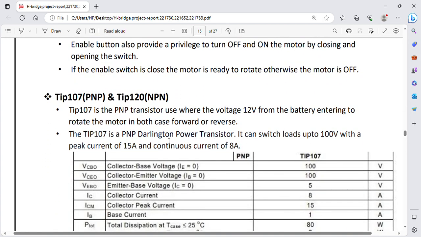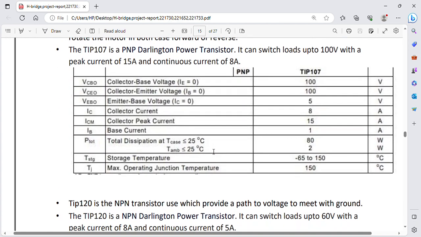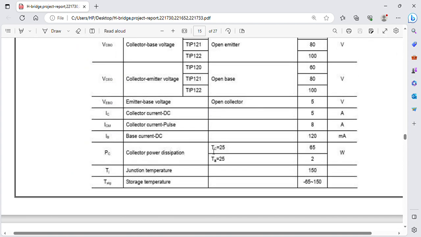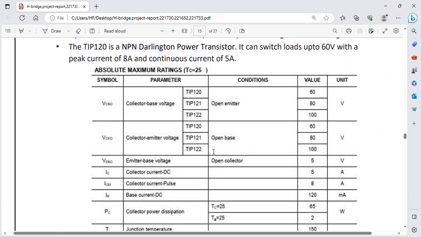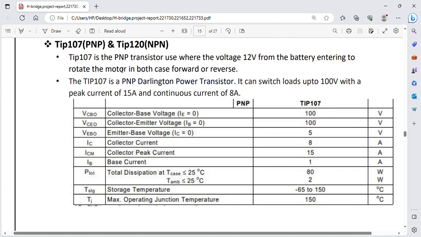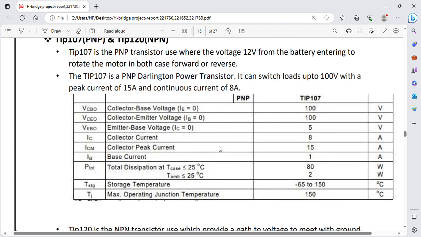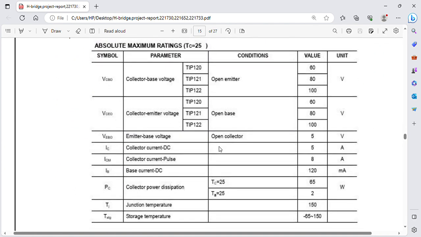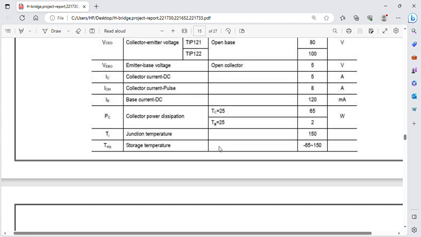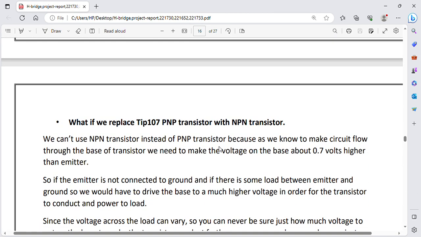Here is the datasheet of both the transistors. All the values are given here, and we also selected the transistors by studying the datasheet of these transistors and checking the results. These transistors work exceptionally, with very good results.